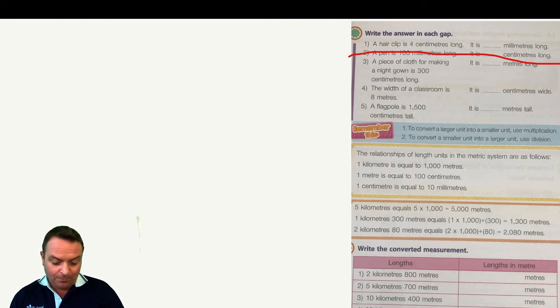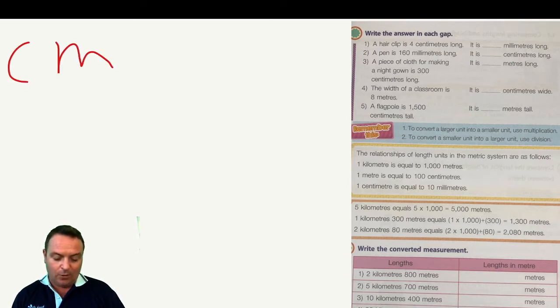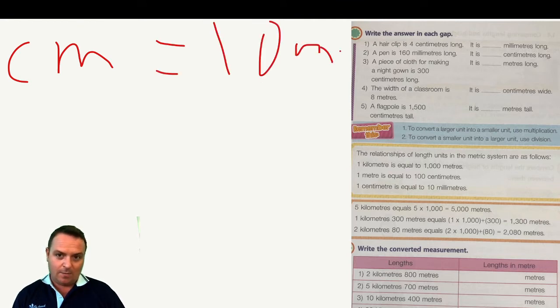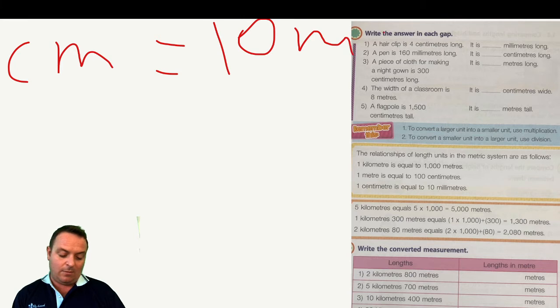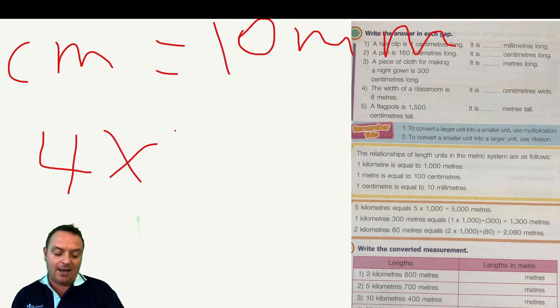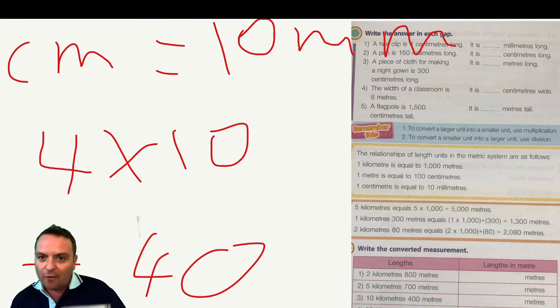Well, we know that 1 centimeter is equal to 10 millimeters. So we have 4 centimeters. 4 multiplied by 10 equals 40. So the answer would be 40 millimeters long. So number one is going to be 40.